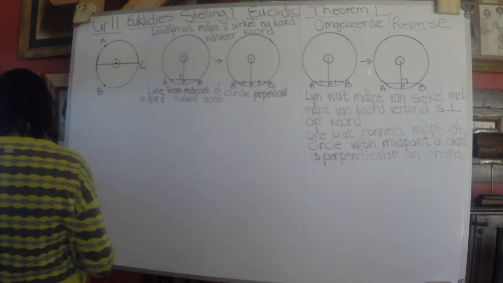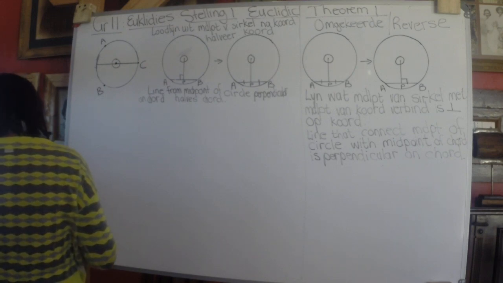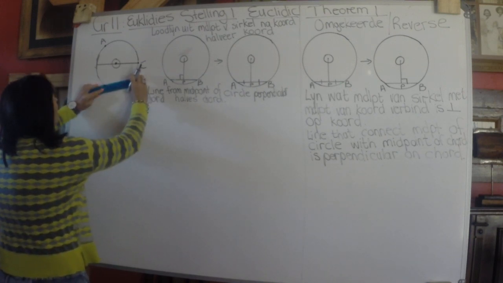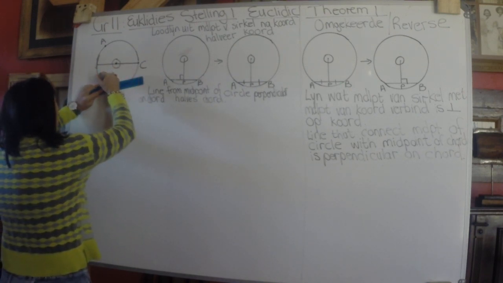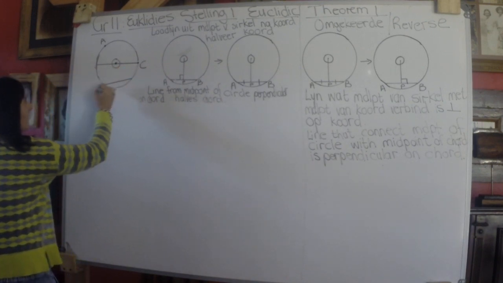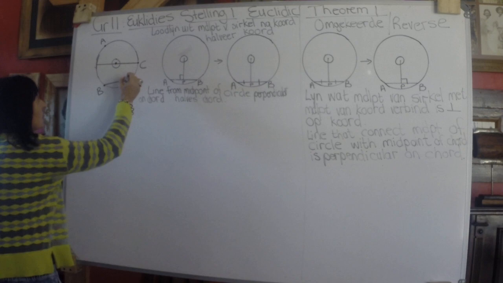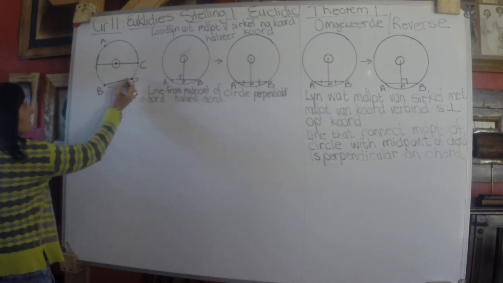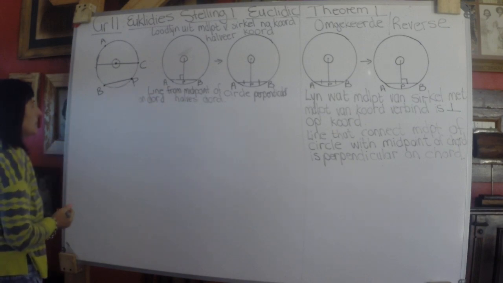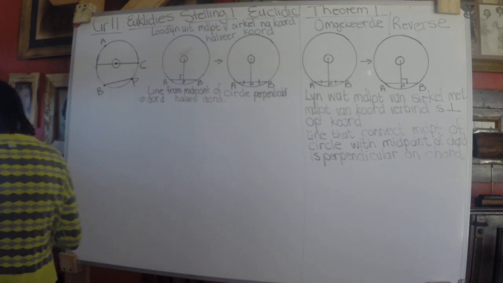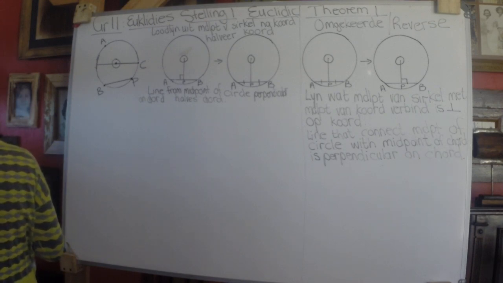Goed, baie belangrik dat ek dit moet weet. Dan kan ek ook 'n lyn trek van een punt tot by 'n ander punt, soos byvoorbeeld BP. And this line that I've drawn over here is a chord, 'n koord. Belangrik dat ek dit moet weet.